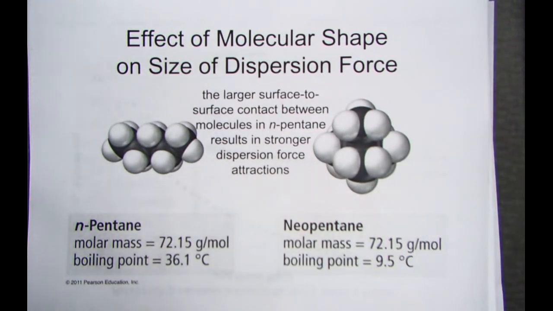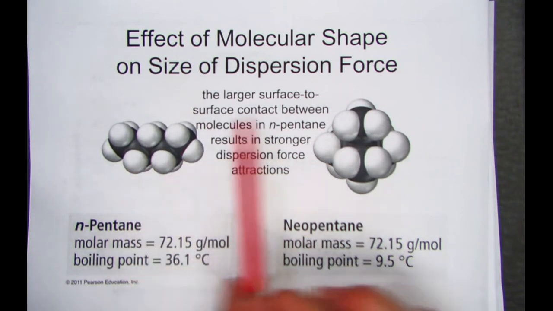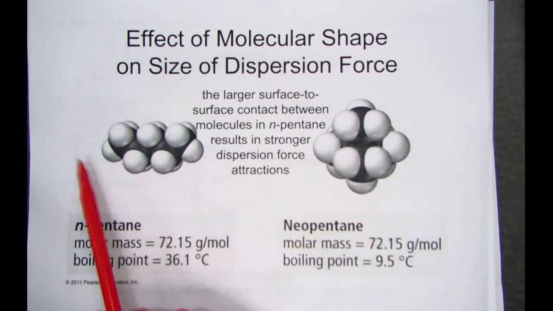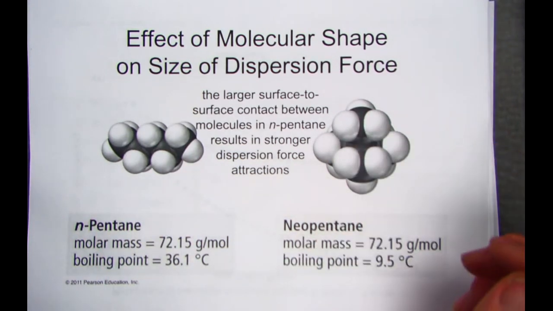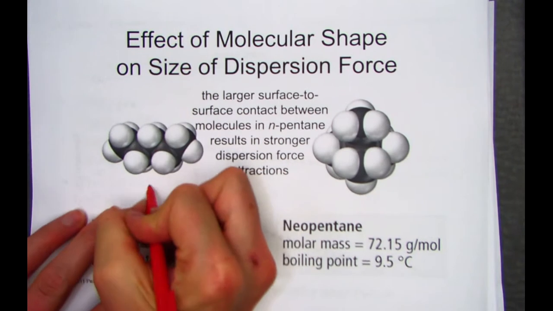The effect of molecular shape on the dispersion force, and again, think about surface area. The more surface area we have in contact between the molecules, the stronger the dispersion force will be. So if I have a long hydrocarbon chain versus one that's more circular, arranged around a central atom, notice the trend. The molar masses are pretty equivalent: 72.15 for pentane, and in neopentane, 72.15.